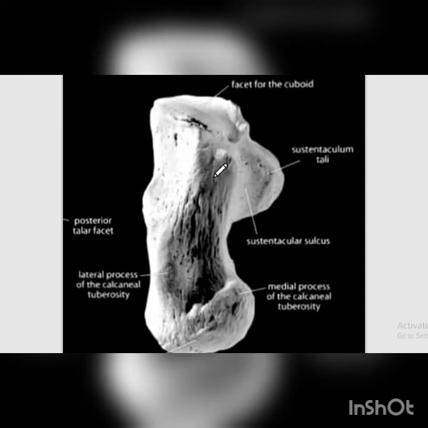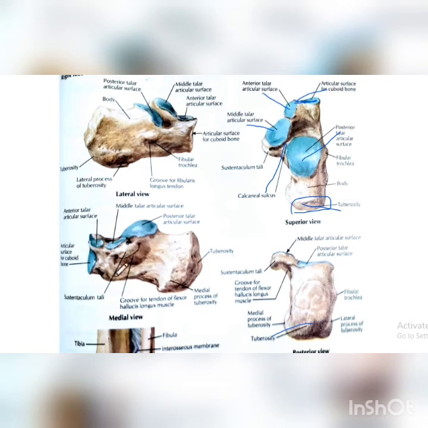And inferiorly it has 3 tubercles. This large and anterior one is called the anterior tubercle, and posteriorly it has 2 tubercles. This large one is called the medial tubercle, and this small one is its lateral tubercle.